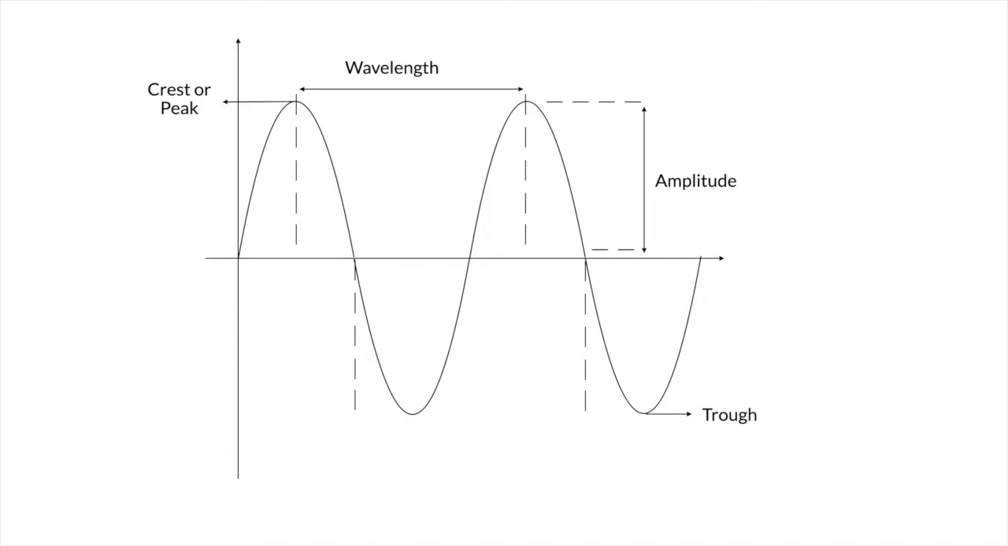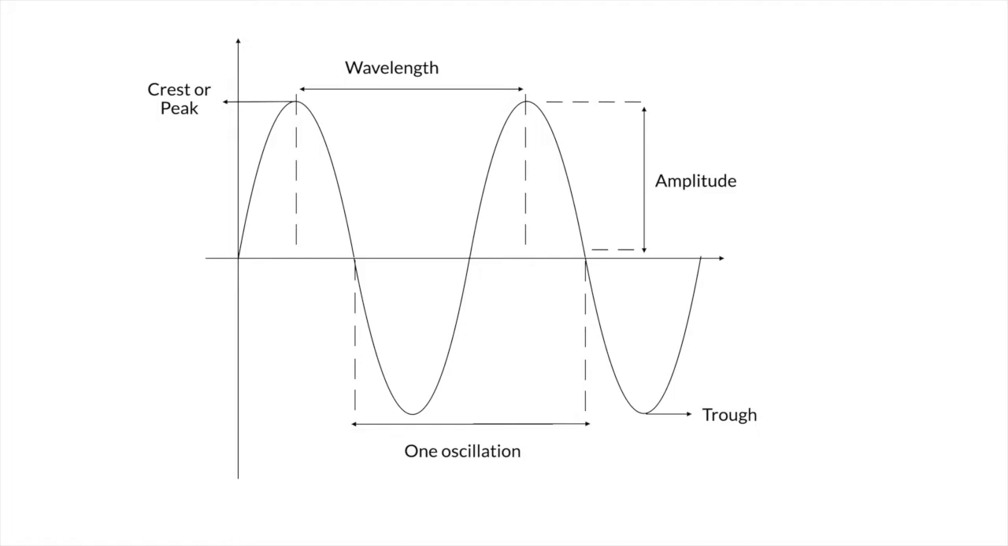When it comes to understanding wave motion, you also need to understand frequency and period. Frequency is the number of complete waves produced per second, and period is the time to make one complete oscillation or wave.